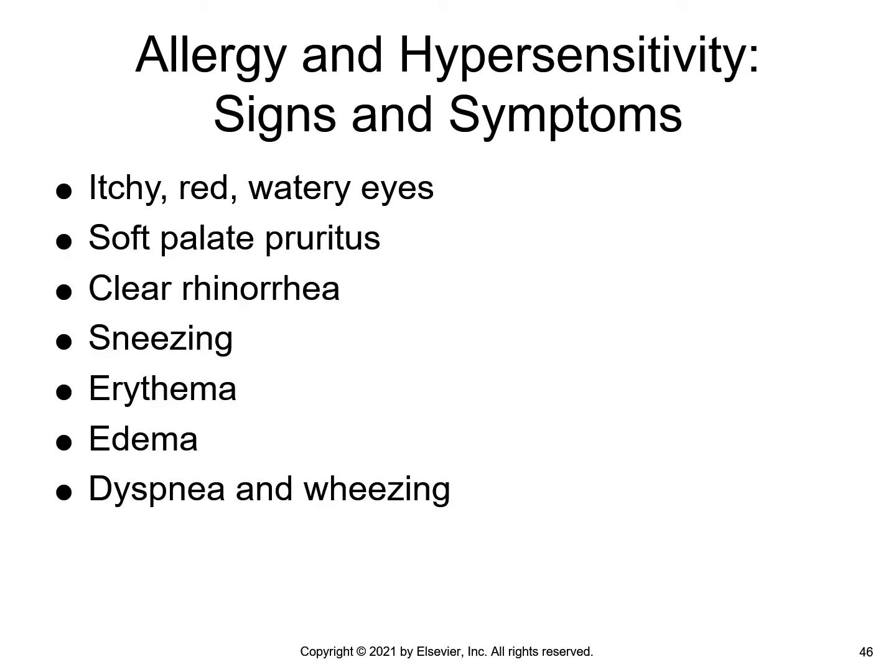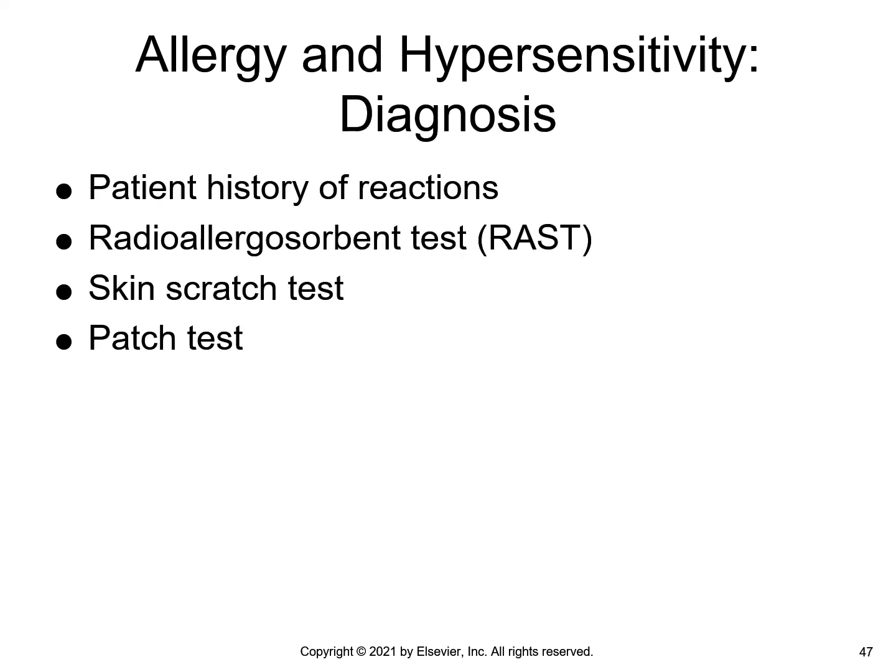Signs and symptoms for allergy and hypersensitivity depend on the agent of the allergy as well as how many mast cells and how much histamine is released in the body. The RAST test uses blood serum from the patient to determine whether IgE to the suspected allergen is present. The major advantage of this type of allergy testing is that antihistamine medications can continue.